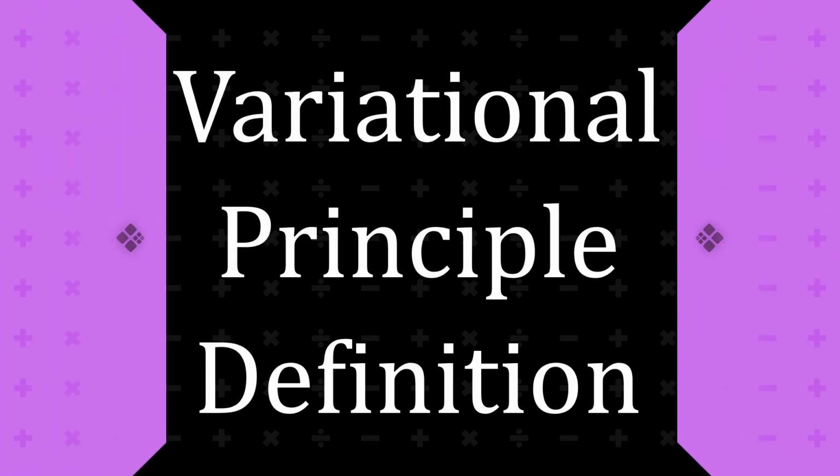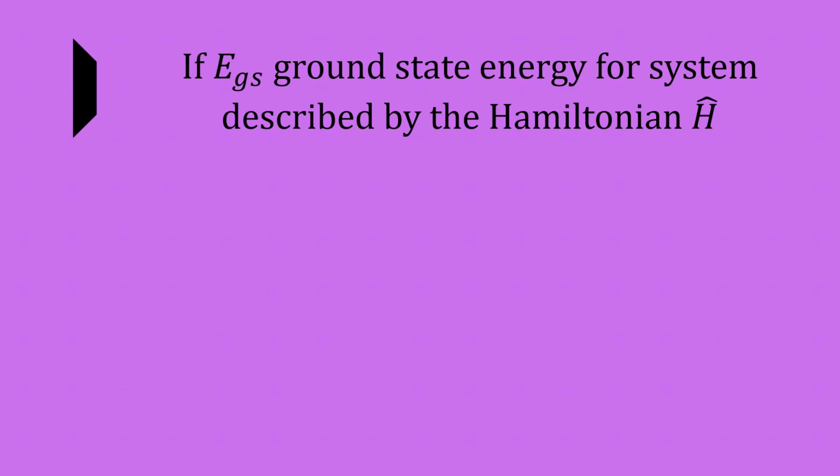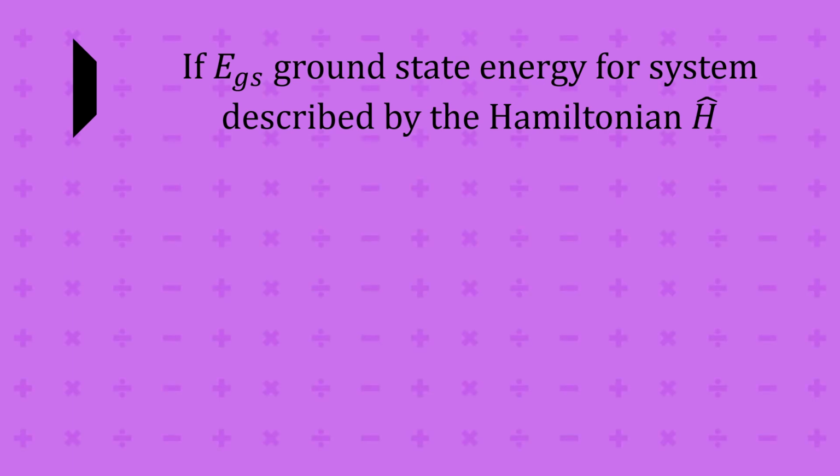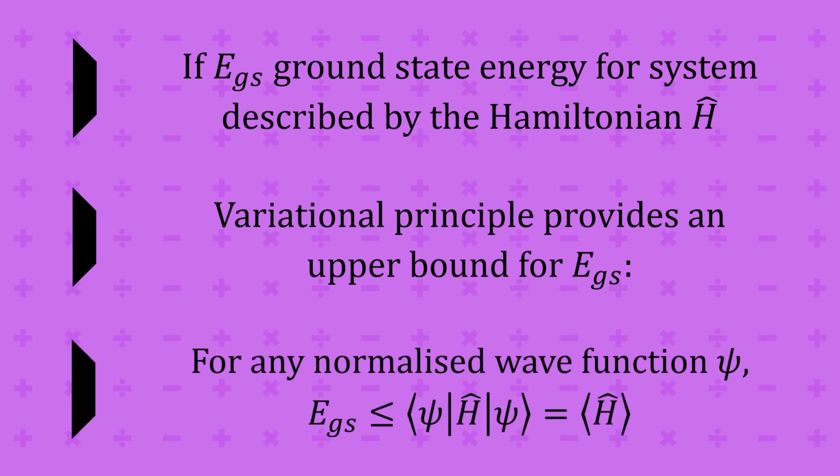Next, we'll briefly discuss the variational principle. So, let's define the variational principle. If we let EGS be the ground state energy for a system described by Hamiltonian H hat, the variational principle provides an upper bound for EGS. For any normalized wave function psi, we can show that EGS is less than or equal to the expectation of the Hamiltonian.